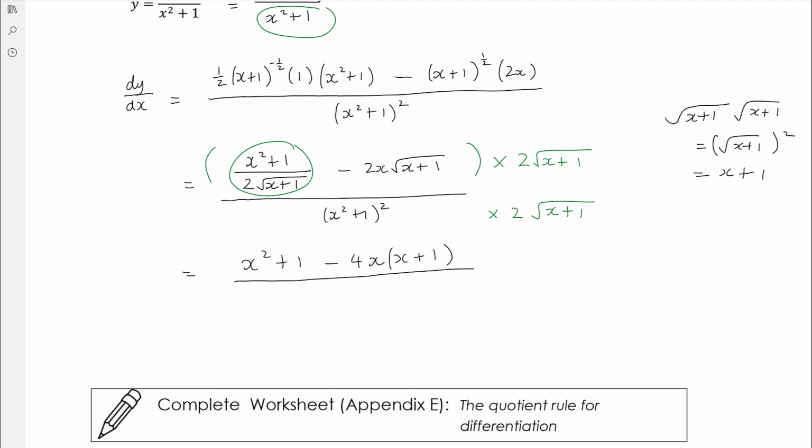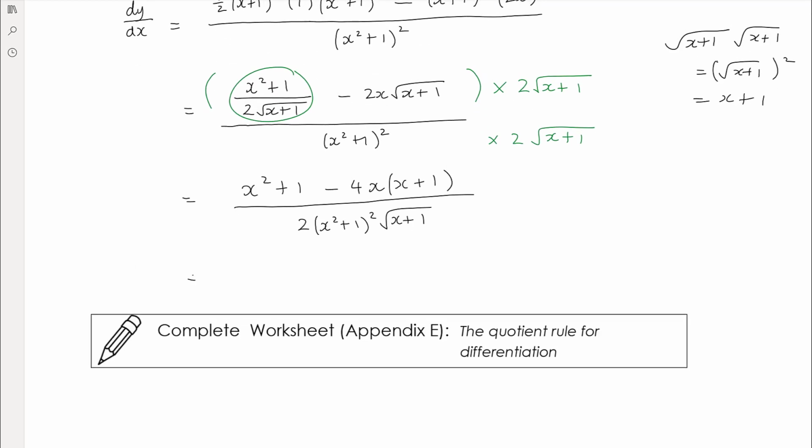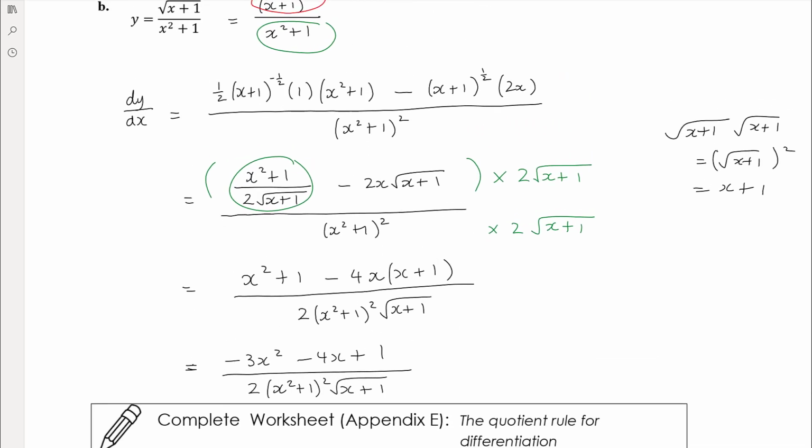Okay, so this is going to become that. And then we've got all of that over 2 lots of x squared plus 1 squared times the square root of x plus 1. And then let's just tidy up the numerator there. So that will be x squared minus 4x squared. So that's negative 3x squared. And then we're going to have minus 4x and plus 1, expanding out and collecting the numerator, over 2 lots of x squared plus 1 squared, square root of x plus 1. Okay, so tidying up your fraction so that you don't end up with a fraction in a fraction.